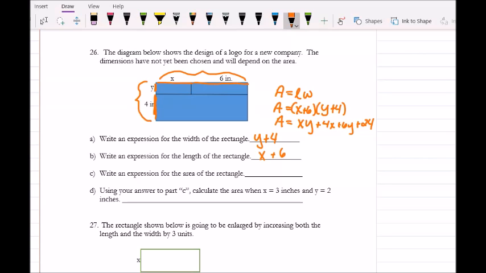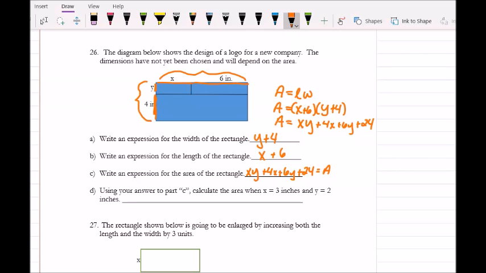Okay, so looking back, we can't really combine anything. We don't have any like terms. This is 4x and 6y. Those are not alike. So the expression is just what we have there: xy plus 4x plus 6y plus 24. And I should have started with this equals the area.